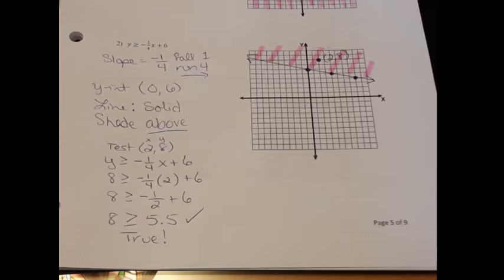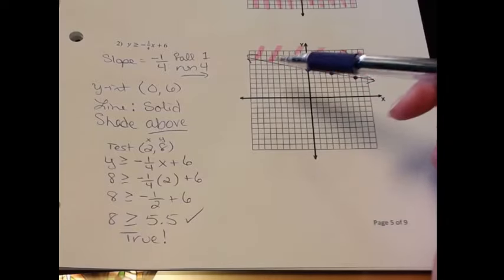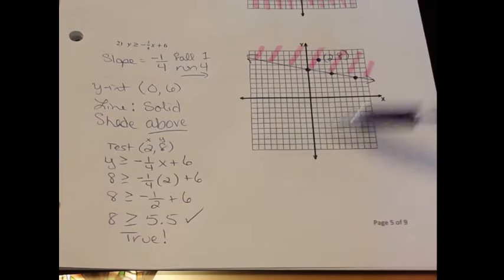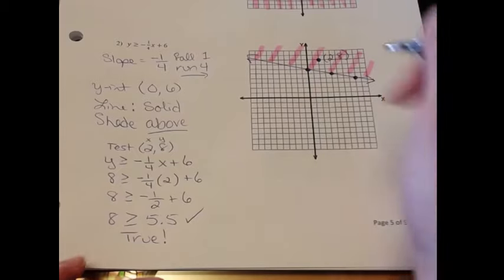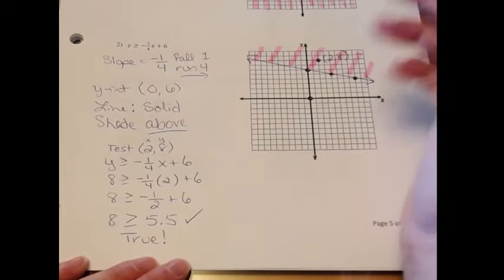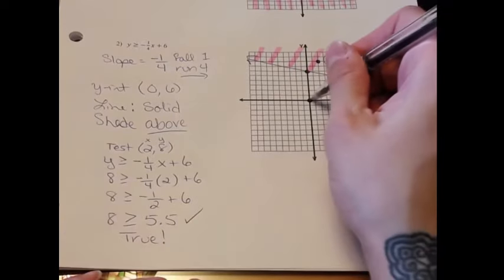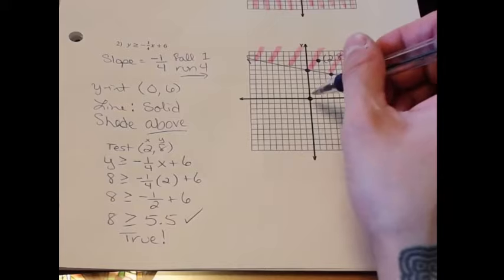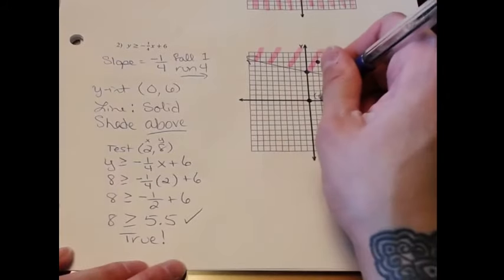For the sake of proving to you that that wasn't a fluke, I'm going to pick a point at random from the region I did not shade. And just because I feel like it, I'm actually going to choose 0, 0. I like things to be pretty easy, right? Why not? We'll make this very easy on ourselves. We're going to test 0, 0.